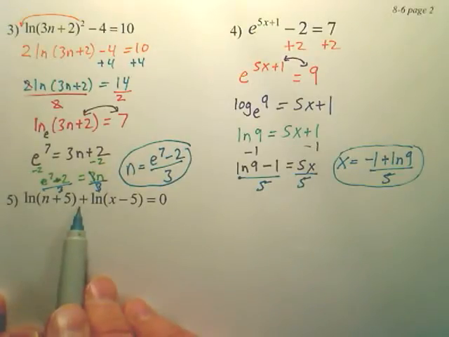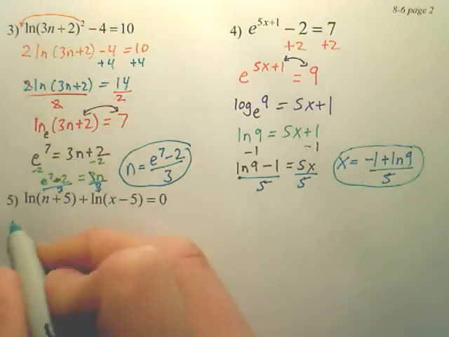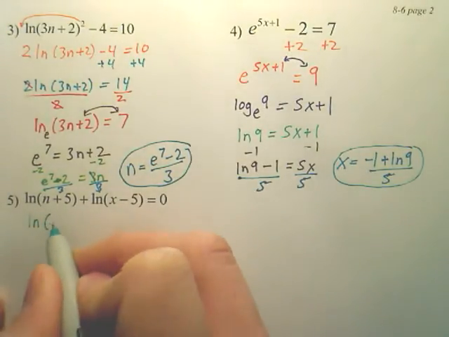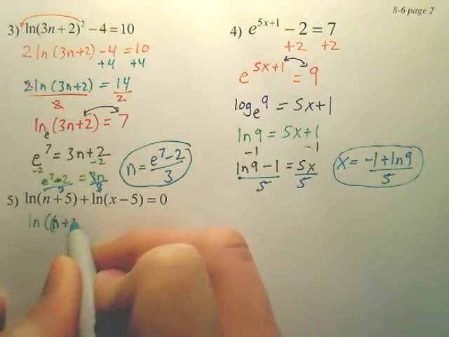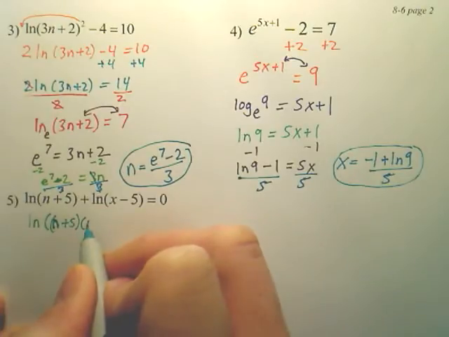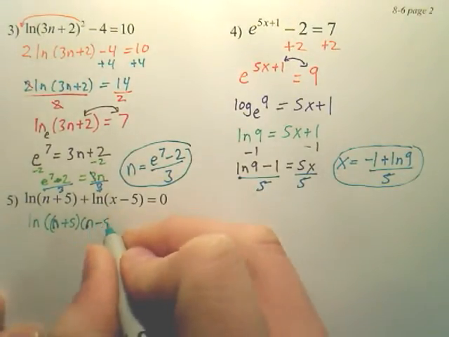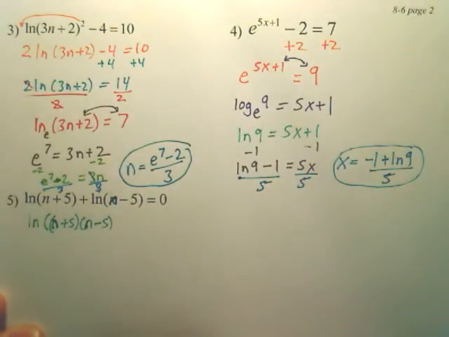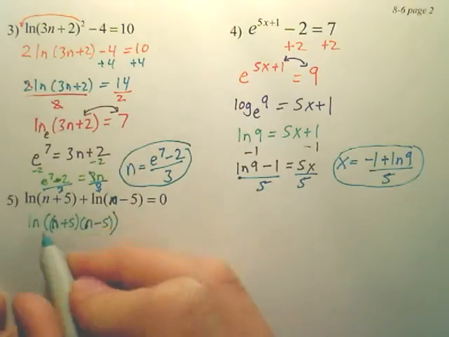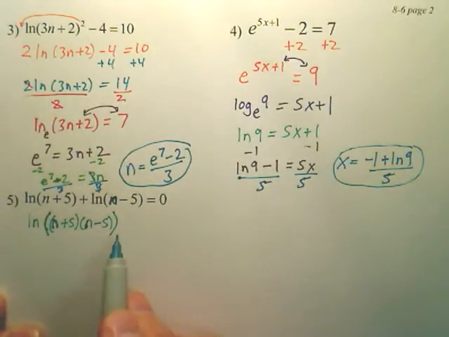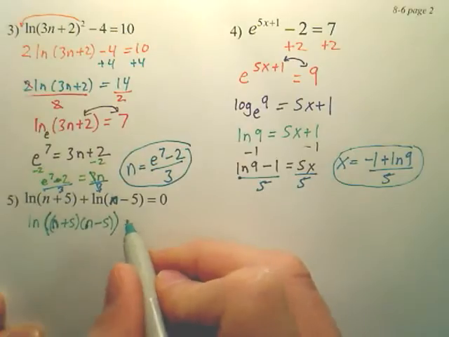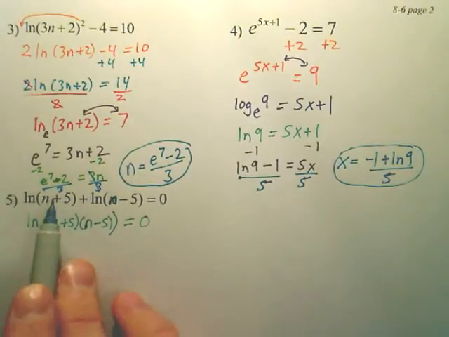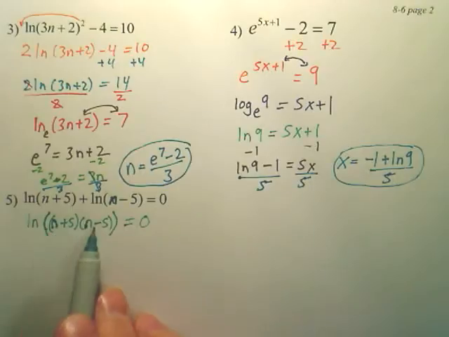What does a plus mean in condensing? Multiply. What you want to realize is you can rewrite this as, inside the parentheses, n plus 5 times n minus 5. Let's make that an n. Now what we have is that equals 0. So you have n plus 5, n minus 5. I can bring them together because of the plus inside.